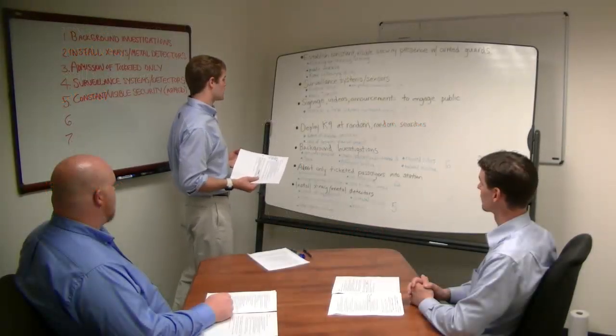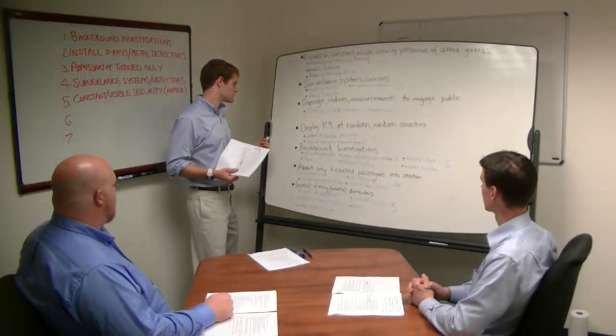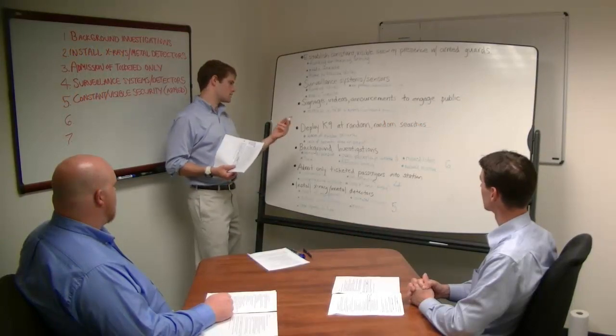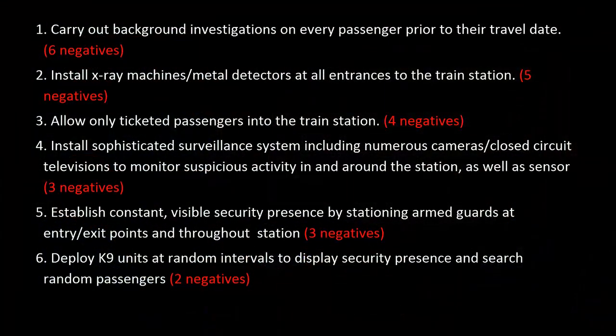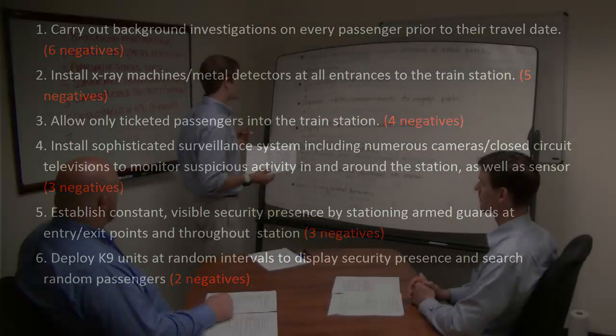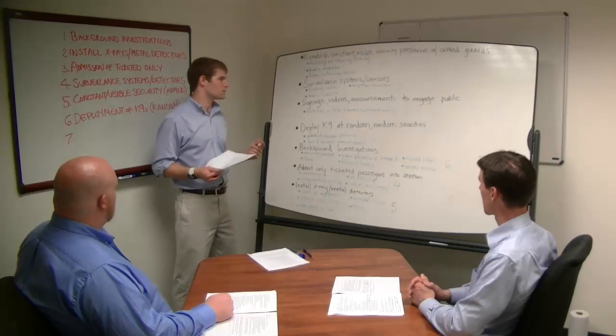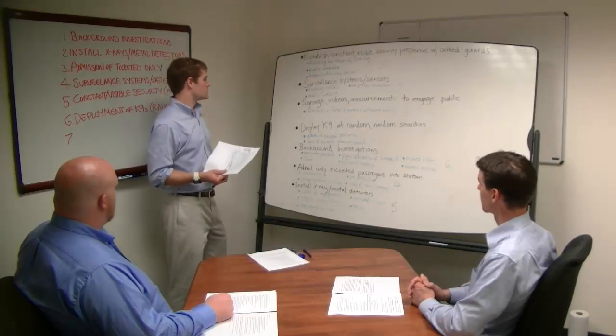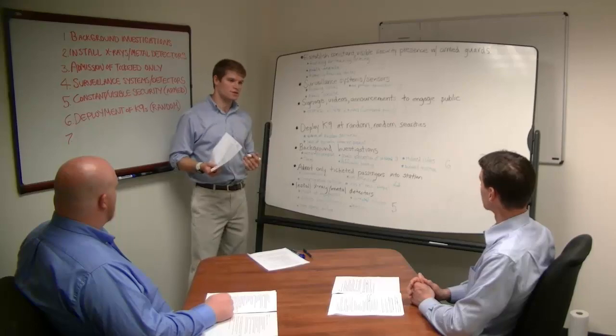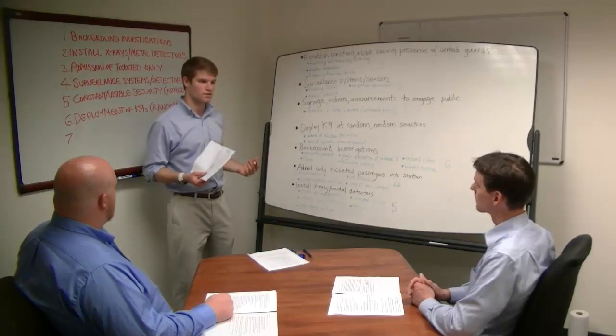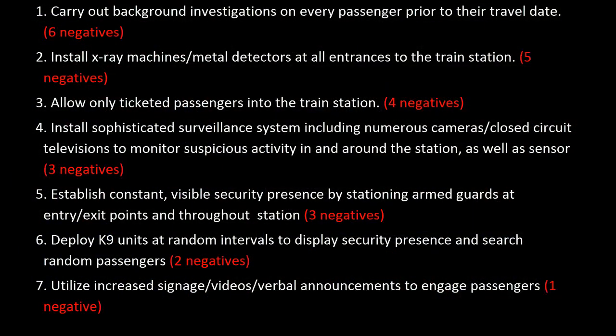Okay, so moving on, we have just 2 left. The next one is the deployment of canines in random searches, which we identified having 2 negative aspects. Do we agree that can go next? Yep. All right, and the last solution left that we haven't ranked is the use of signage, videos, and announcements to actively engage the public in detecting suspicious activity. We only identified 1 negative aspect for this, so that will go at the bottom of our list.